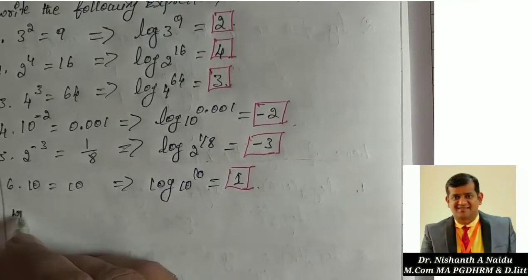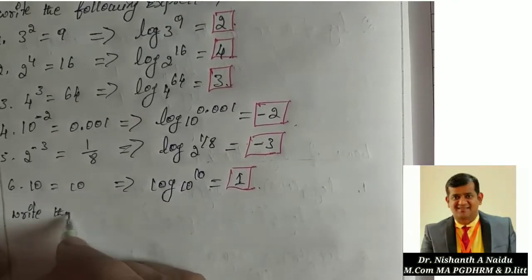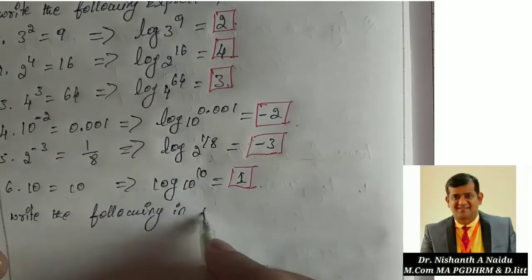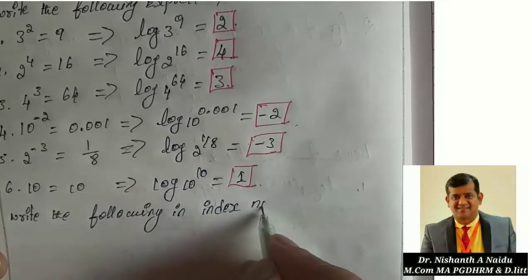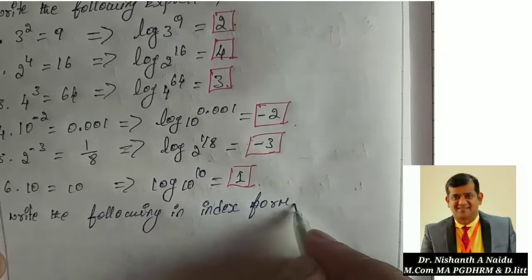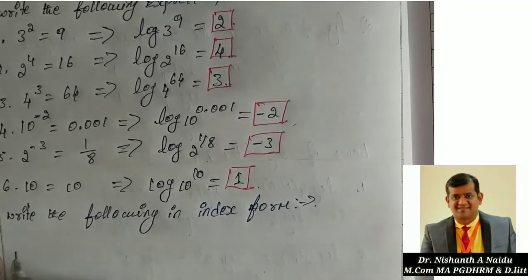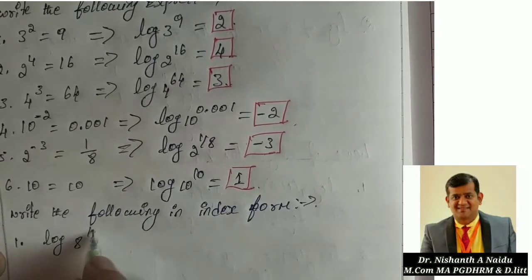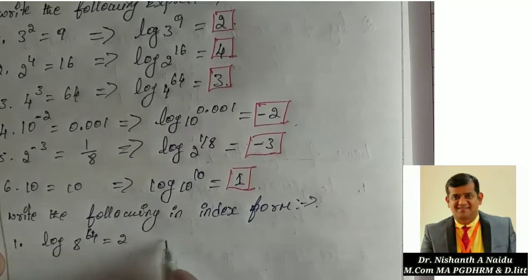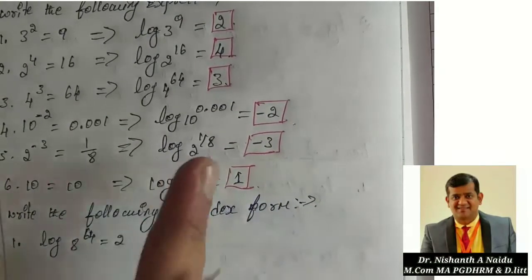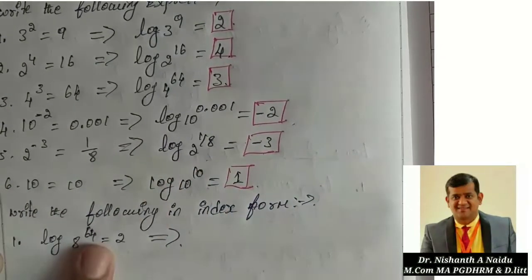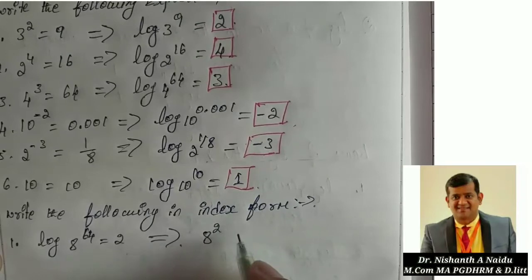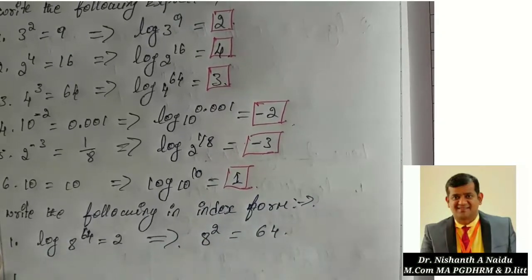Now we will write the following in index form. So if you write the following in index form, how does it look: log 8 to the power 64 equals 2. If you convert this in reverse, this is log form, and we have to convert it into index form. So that becomes 8 to the power 2 equals 64, correct?